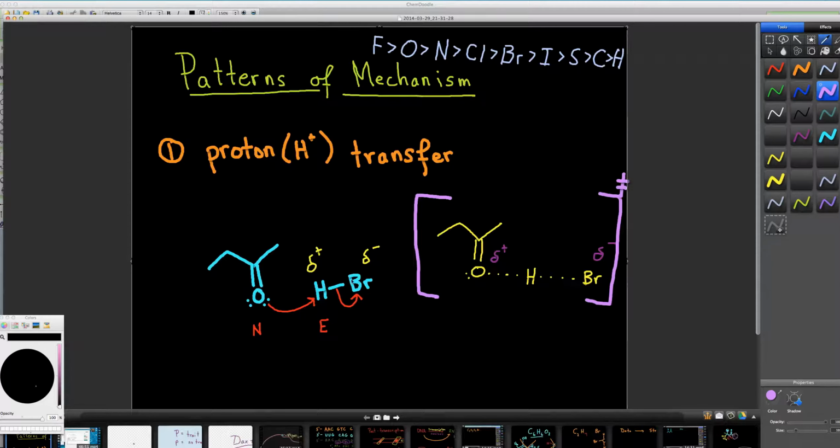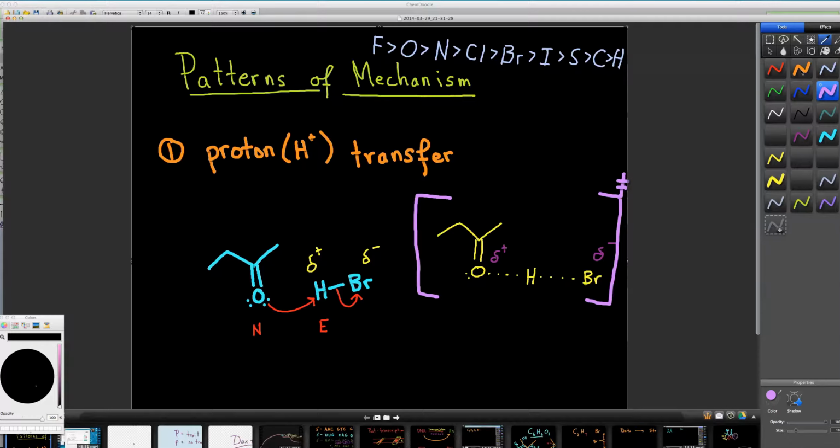Both of these, the arrow pushing and the transition state, give us an idea of how this molecular movie is progressing. The more specific, of course, is the transition state. But commonly, we're going to use this arrow pushing. So both of these are fair game. You want to know both of them.